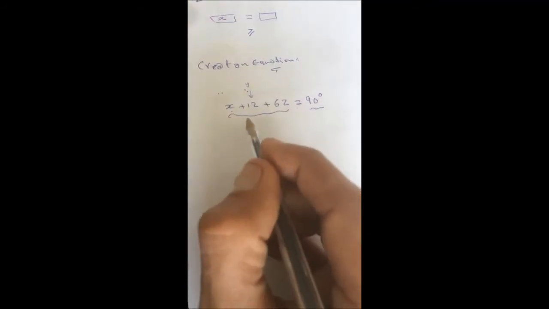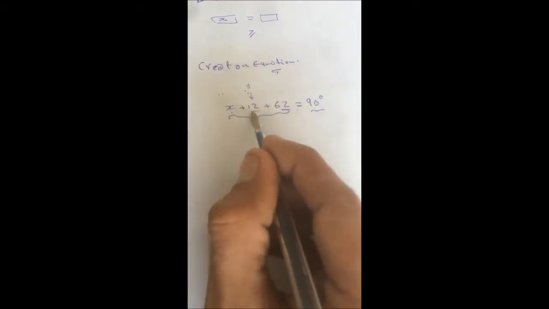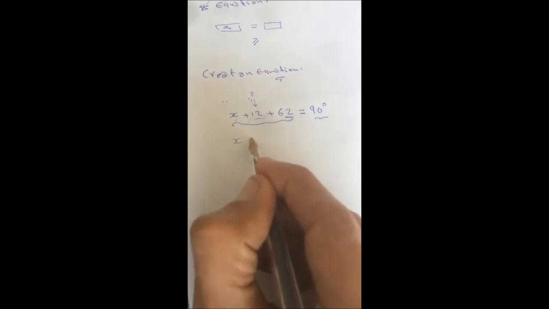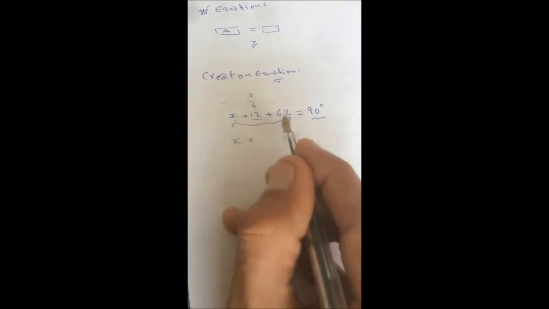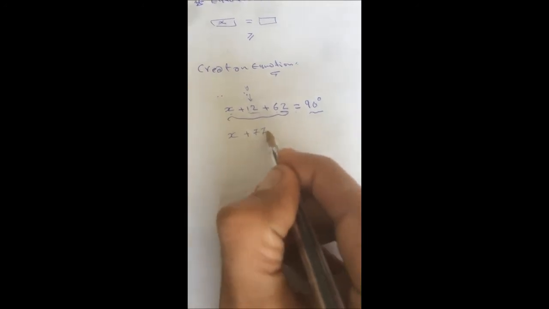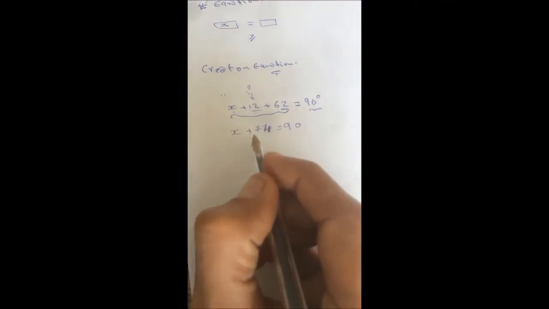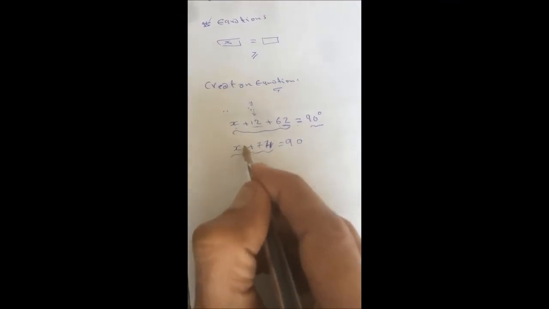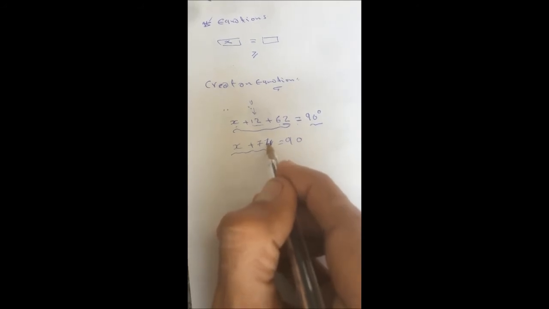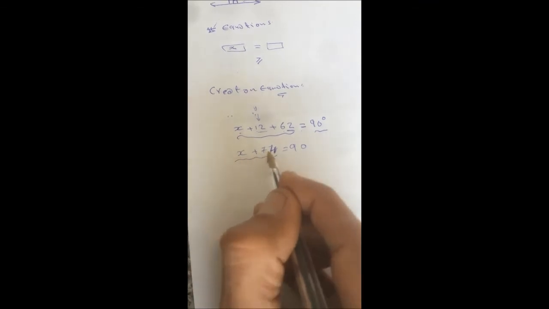In this equation I found this and this are like terms, constant values, so I can add them together: 10 and 60 is 70, and there is 4, so 74, equals 90 degrees. Once you read this equation, you will know what happens to x. There is a number 74 added to this number.